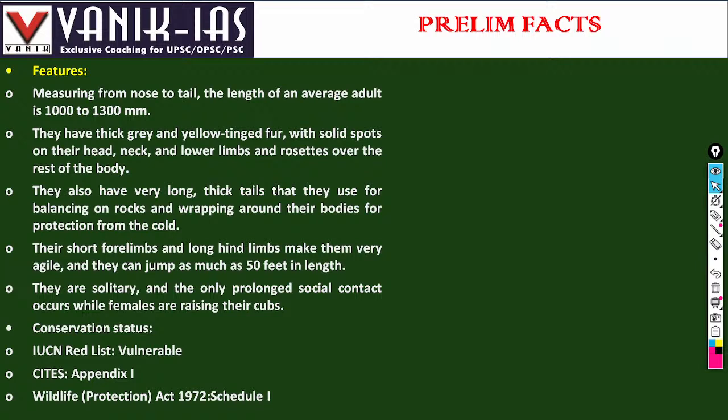Their short forelimbs and long hind limbs make them very agile, and they can jump as much as 50 feet in length. They are solitary, and the only prolonged social contact occurs while females are raising their cubs. Conservation status: the IUCN Red List, vulnerable; listed in Appendix 1; Wildlife Protection Act of India, Schedule 1.